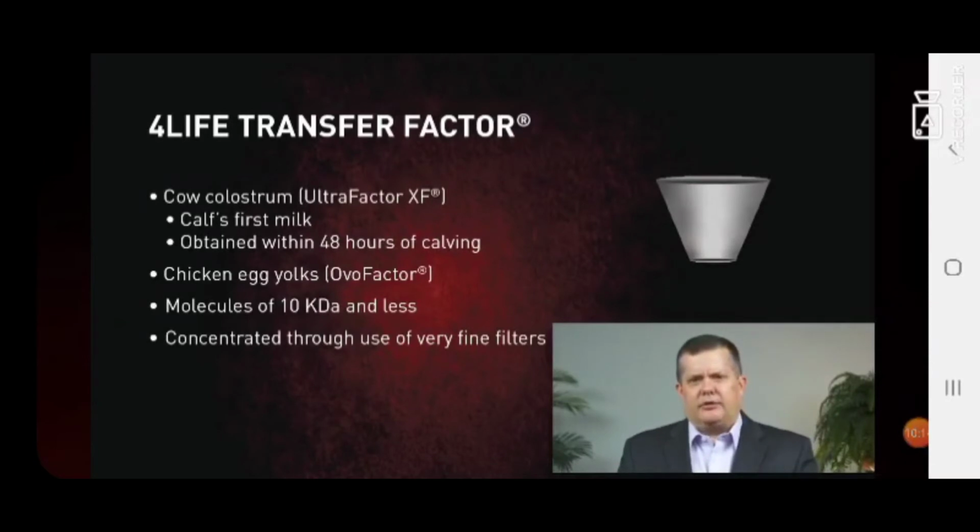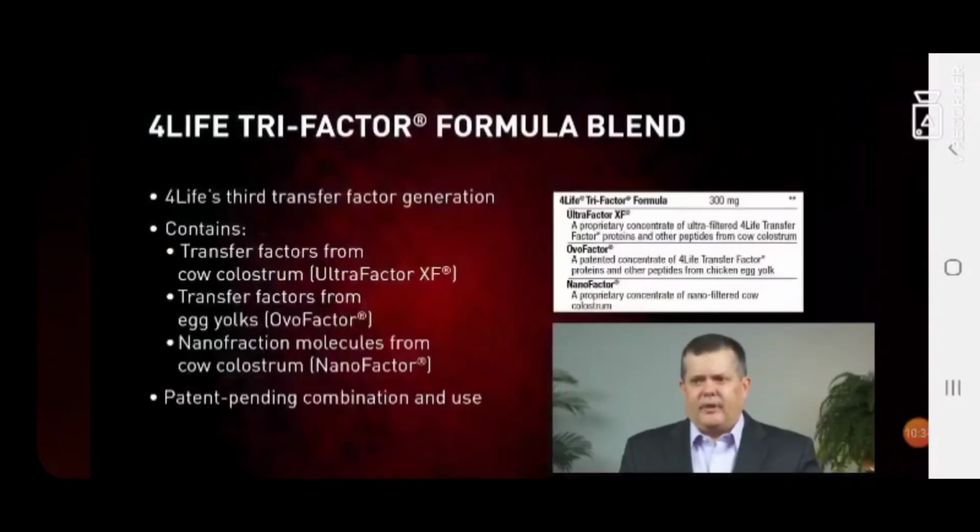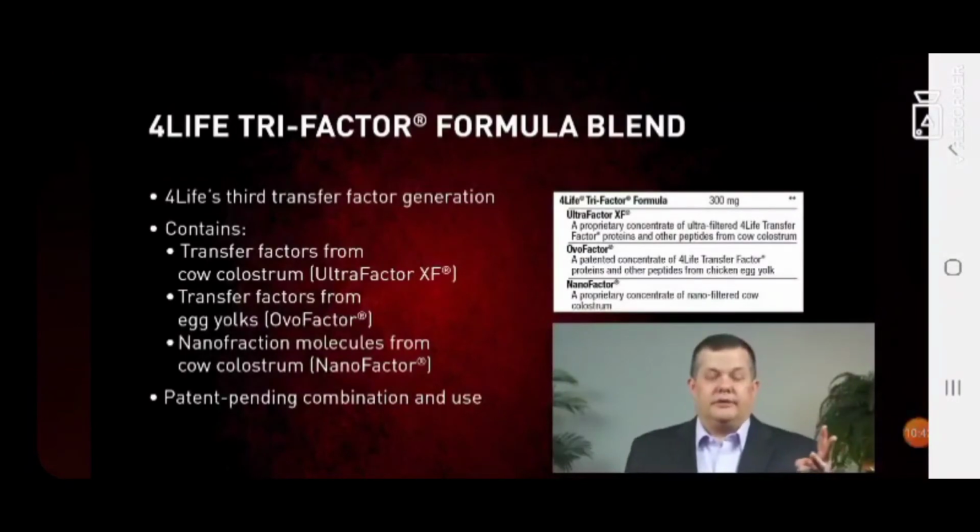And then for us, we use a membrane that separates everything below that 10,000 Dalton range. So kind of right there at the top end of what transfer factors have been defined to be. And that's it. It's just filters. It's really simple. It's a mechanical process. No chemical changes. No chemicals are added to anything in it. So we have our Trifactor Blend, which takes the colostrum transfer factors, the egg transfer factors, and then another compound we call nanofactor, if I get the right word here.